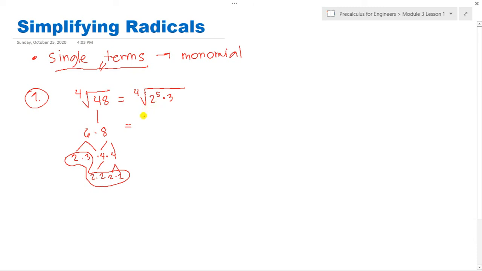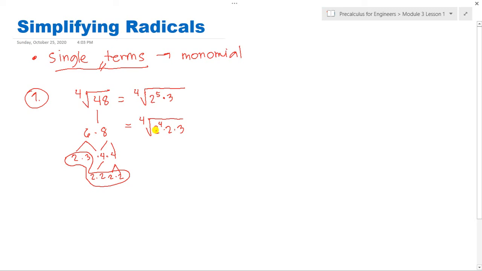So paano ba natin ito ma-extract? Remember that 2 raised to the power of 5 can be broken down into 2 raised to the power of 4 times 2. Kasi di ba yung exponent natin kapag same yung base nila, i-add mo lang. So you can write this as 2 to the power of 4 times 2 times 3. And then bakit ko to ginagawa na process na ito? Kasi if we have the same exponent as our index, mas madali nating ma-extract yung number.